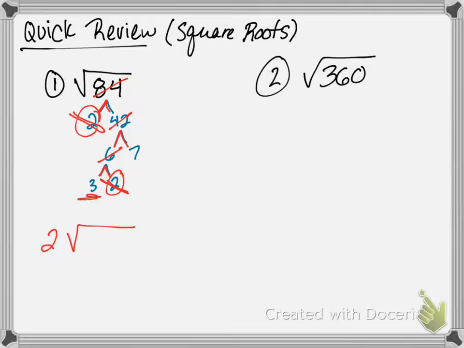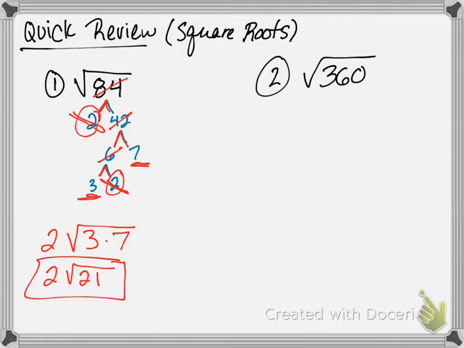The only things left over are the 3 and the 7. Because they don't have a pair, they're both single numbers, they stay inside the square root, and we multiply them together. Whenever you have multiple numbers, you multiply them together. So the square root of 84 is equal to 2 times the square root of 21, or 2 root 21. So let's look at one more example.